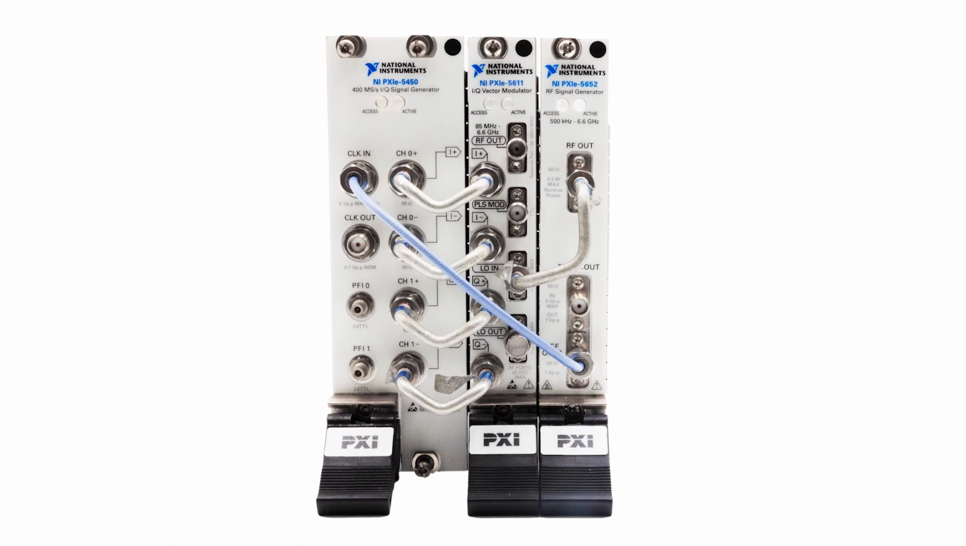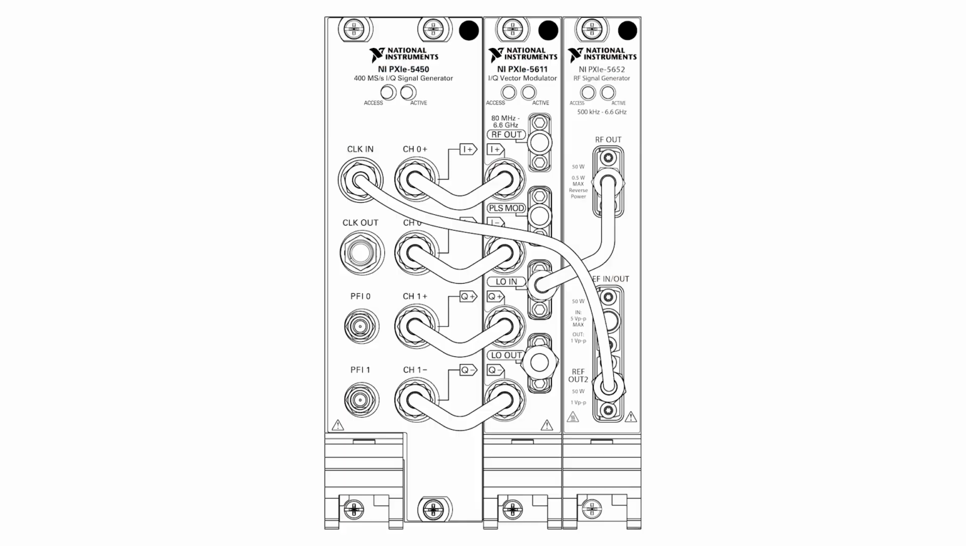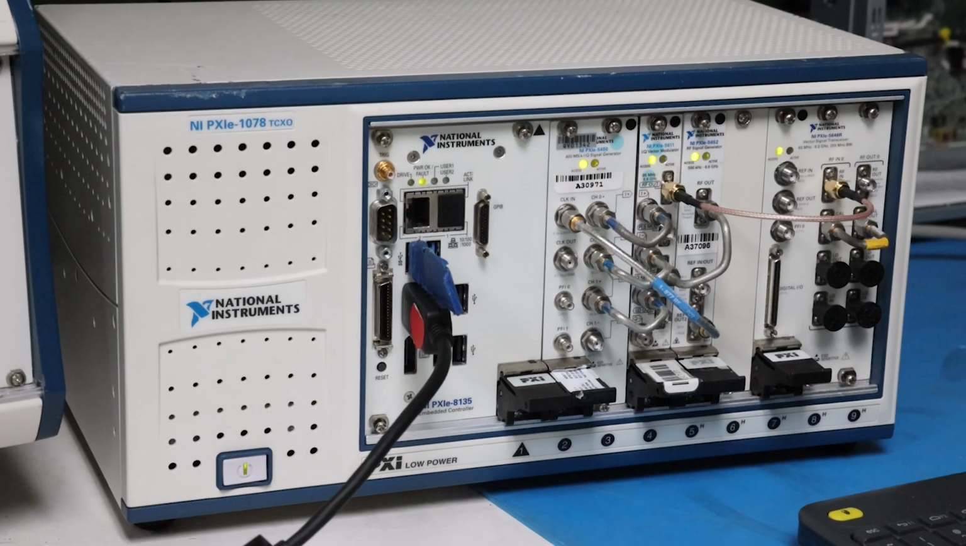PXIe-5673E. The PXIe-5673E is a vector signal generator that is the combination of the IQ modulator PXIe-5611, the waveform generator PXIe-5450 or PXIe-5451, and the RF analog signal generator LO source PXIe-5650 or 5651, 5652.